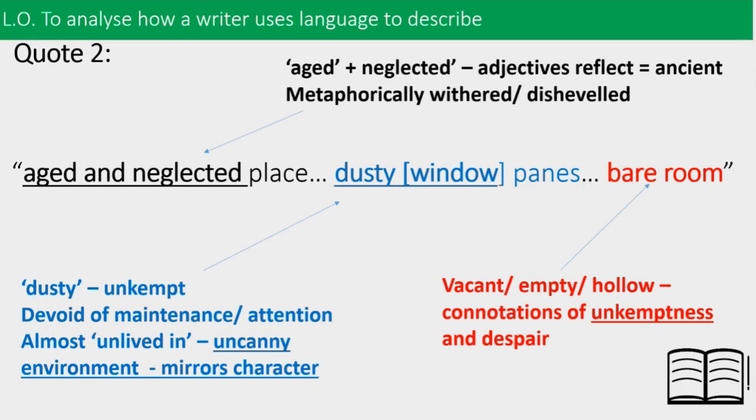Another quote then. Two will suffice for Question 2 if analysed in depth. Notice I always declare what type of word has been used, for example, the adjective. So we've got aged and neglected. The adjectives aged and neglected reflect he is ancient, he's metaphorically withered and dishevelled. And the dusty window panes suggest his abode is unkempt, devoid of maintenance and attention. Uncanny environment mirrors the character. Then we've got bare room has connotations of unkemptness as well. Connotations means what something suggests. For example, red has connotations of danger. So it's a nice word to use for what something suggests. Again, pause the video to take a picture of the notes there for the writing task.